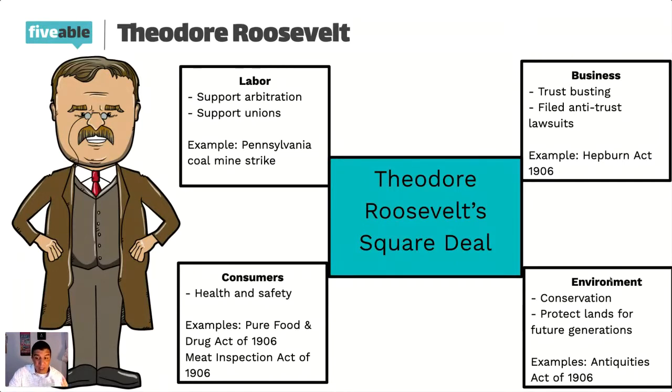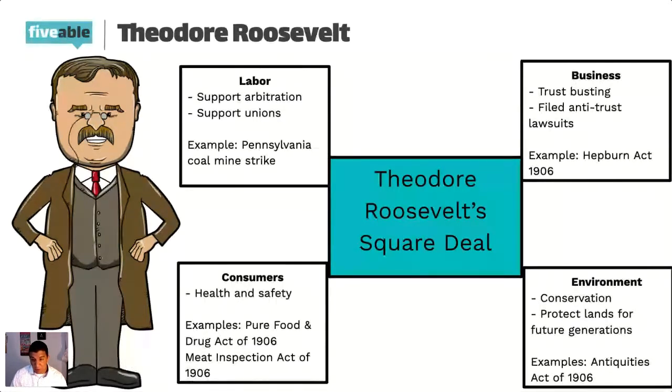And finally, he says we need to protect the environment for future generations. An example of this is the Antiquities Act of 1906. What did this do? It aimed to protect the land for future generations. So it allowed Theodore Roosevelt to put protections on public lands and make public parks. And so if you look at this square deal here, he wanted to protect labor, he wanted to protect the consumers, protect the other businesses and businesses that were trying to start up, and he wanted to protect the environment. All right?